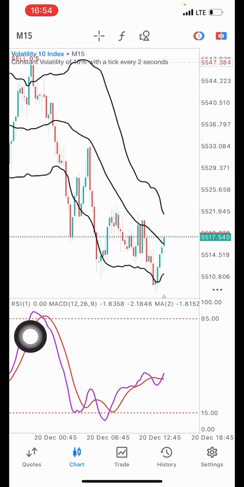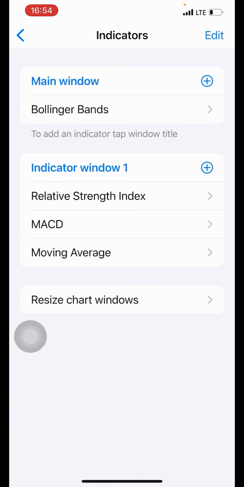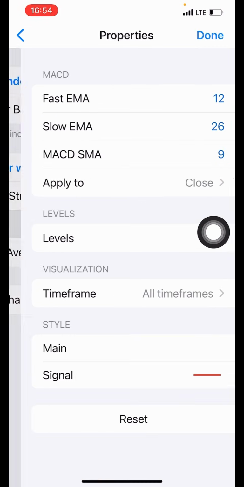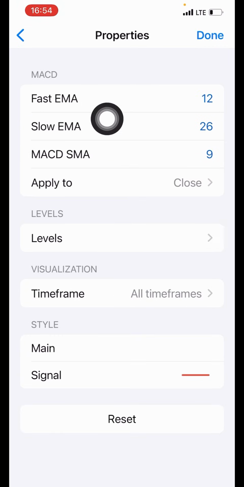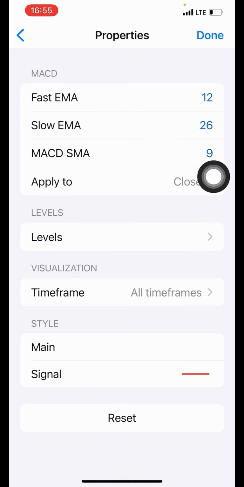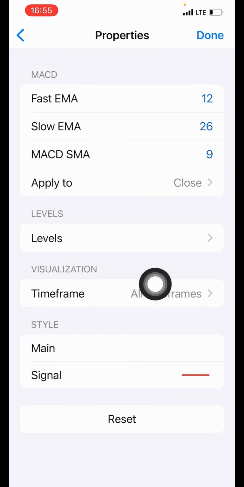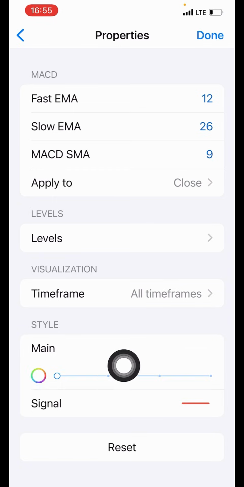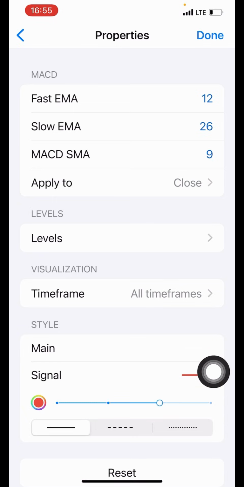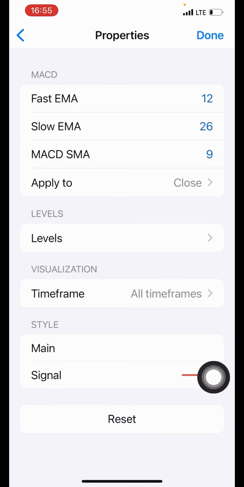You click on done. Now the next indicator we have here is the MACD. For you to add the MACD, you click on the indicator window 1 plus icon and search for MACD. Now these are the properties. Fast EMA is 12, slow EMA is 26, MACD SMA is 9. Apply to close. The levels, you leave it as it is. Time frame is all time frames. The style, you make the main the color of your background. The signal, you make it color red. And that's all for that.